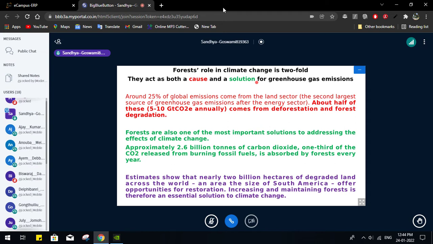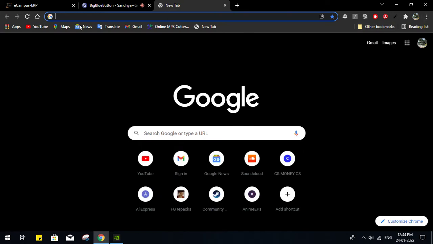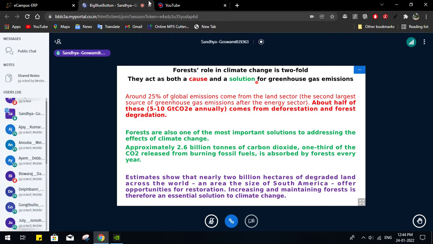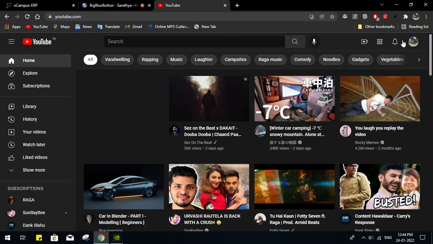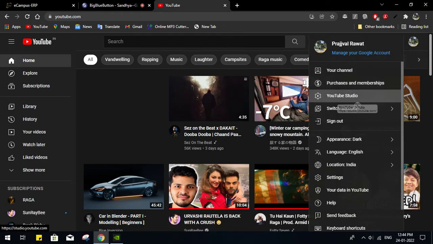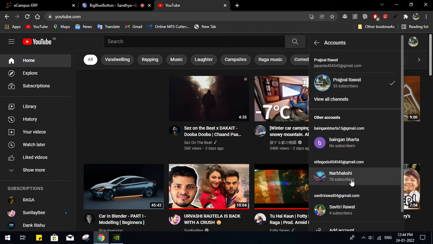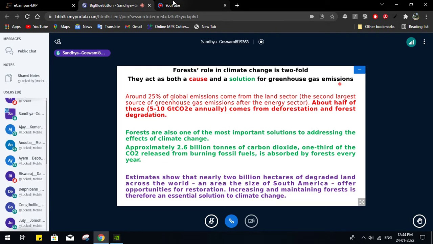And why are we very much concerned about temperature? Because the temperature rise is very accelerated compared to the pre-industrial era, right? So it is very important to talk about greenhouse gas emission, and forests are a cause as well as a solution for greenhouse gas emission.